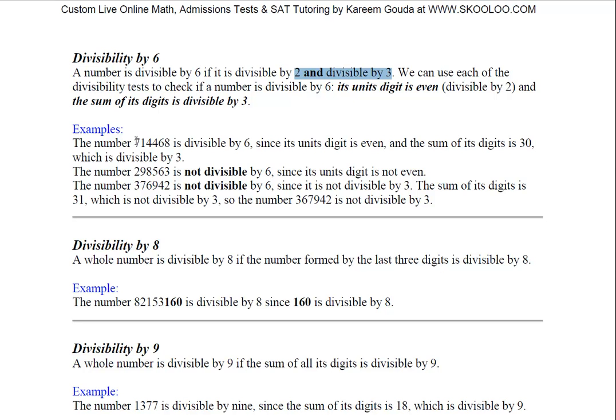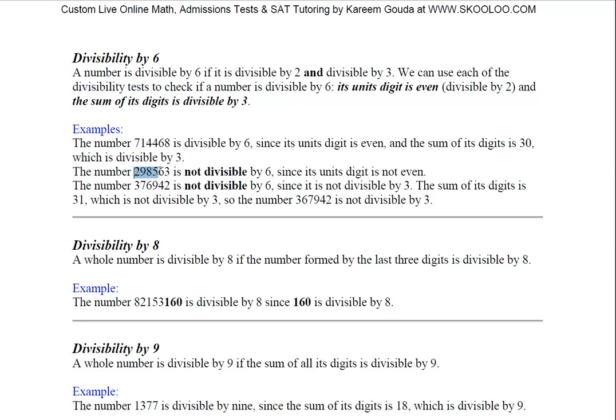So let's take an example here. Is this number divisible by 6? First thing I do, I check if it's divisible by 2. The last digit is 8, so yes, it is divisible by 2. Is it divisible by 3? Okay, I need to add all the digits, you get 30. Is 30 divisible by 3? Yes, it is. So this number is divisible by both 2 and 3, so it is divisible by 6.